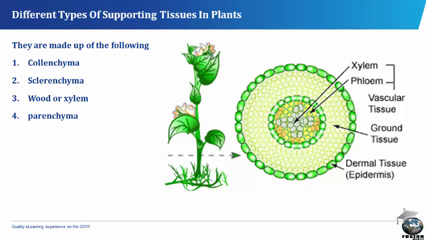There are different types of supporting tissues in plants. 1. Collenchyma. 2. Sclerenchyma. 3. Wood or xylem. 4. Parenchyma.